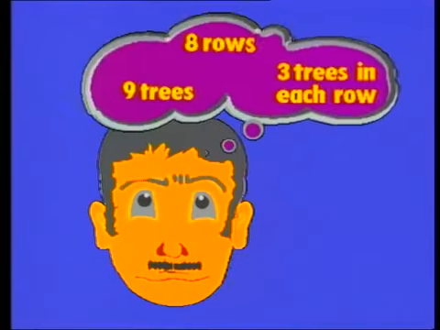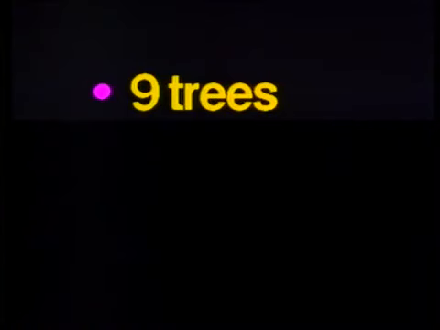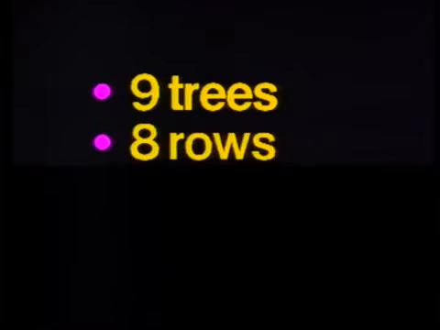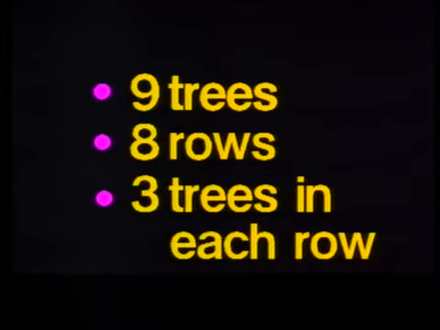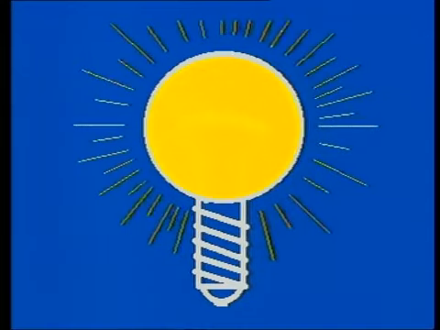A gardener wants to plant 9 trees in 8 rows. There must be 3 trees in each row. Yes, he has 9 trees. He wants to plant them in 8 rows, and each row must have 3 trees. Can you help the gardener? I don't know. Oh, I know. Right.